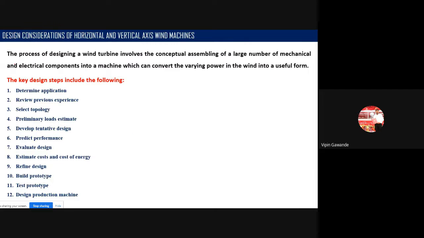Okay, so these are some of the key design steps that should be considered while designing the horizontal and vertical axis turbine. The first is we have to determine the applications. Second one is to review previous experience. Then we have to select the topology. Preliminary load estimate, develop the tentative design. We have to predict the performance, evaluate the design, estimate the cost and the cost of energy, refine the design, build prototype, and test prototype, and the last one is to design the production machine.